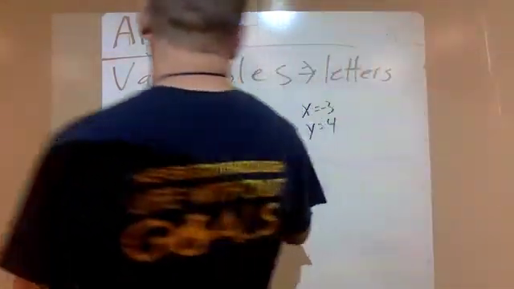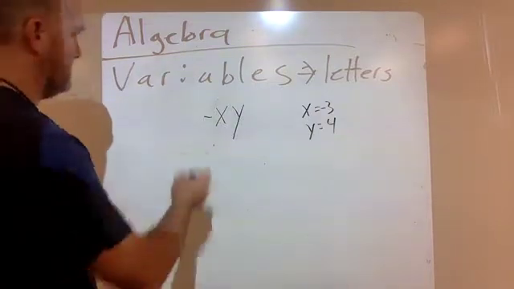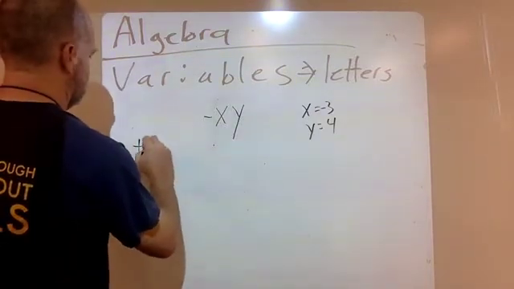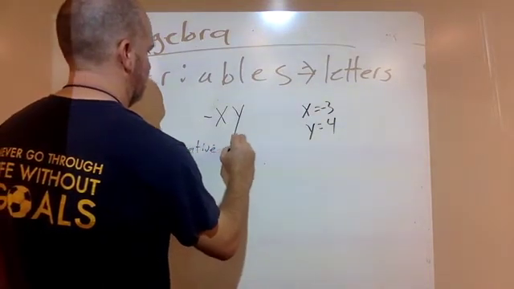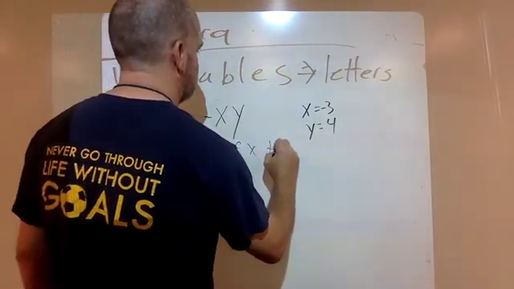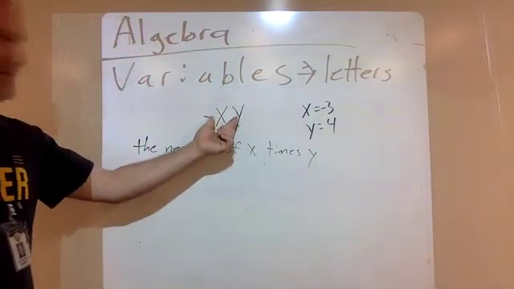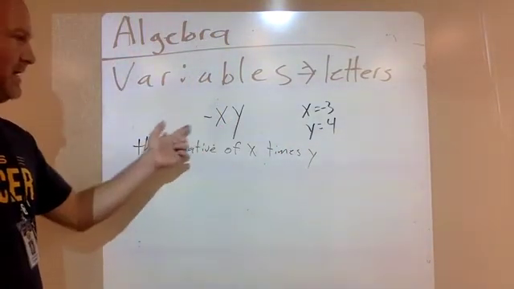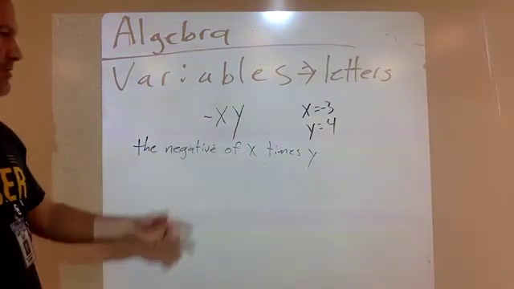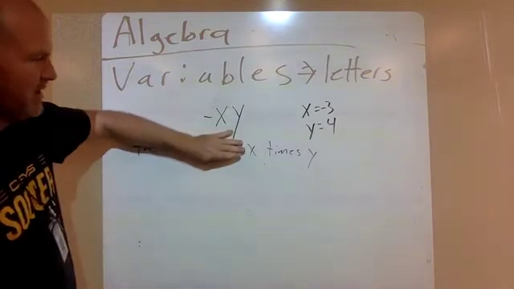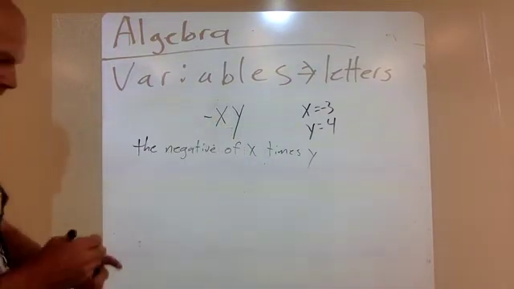Like I said, this is a language. So let's forget about the symbols and I'll write this out as a sentence. This is saying the negative of x times y. So this is a symbol for that sentence. The negative of x times y. It's a multiplication problem, but instead of just x times y, it's the negative of x times y.